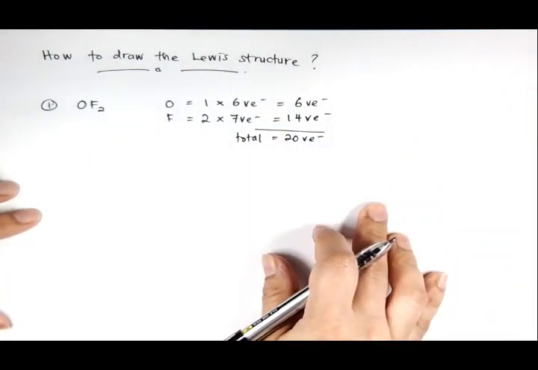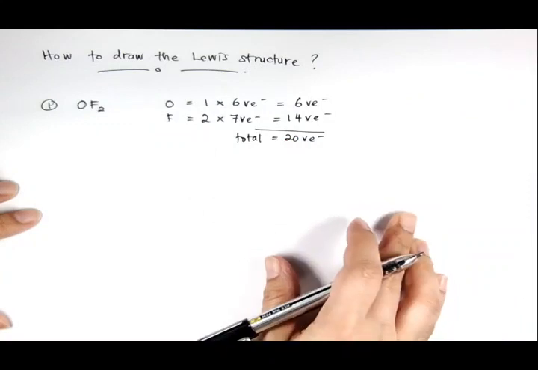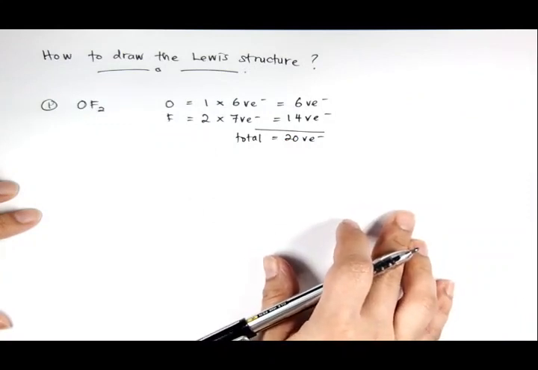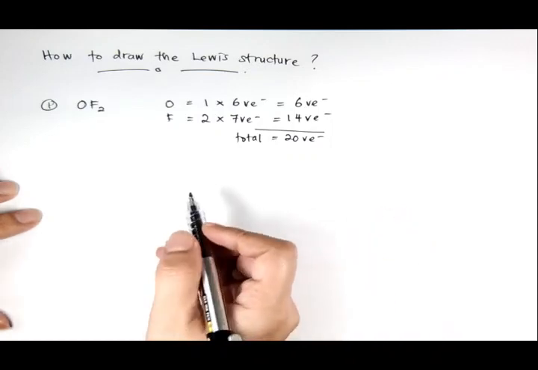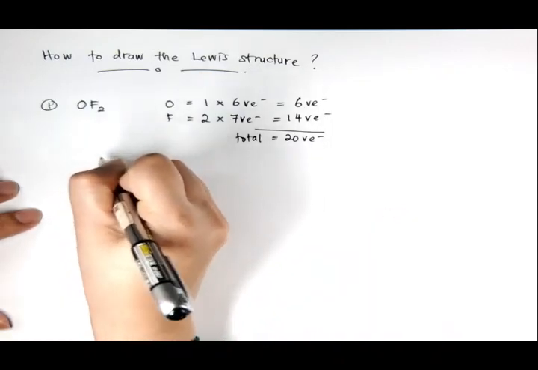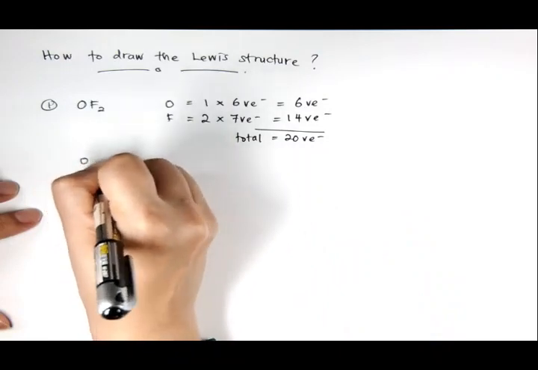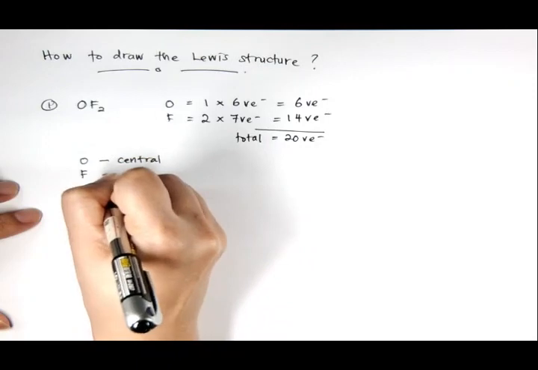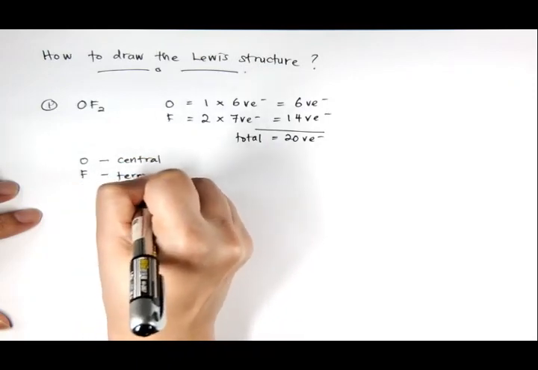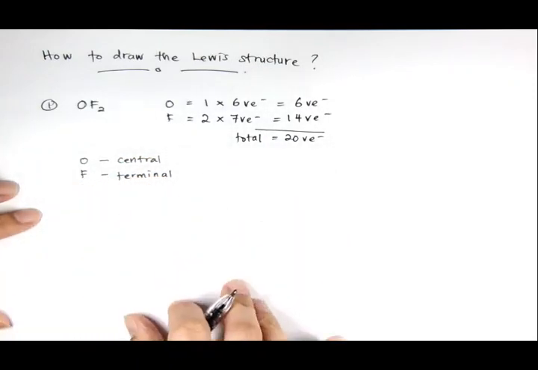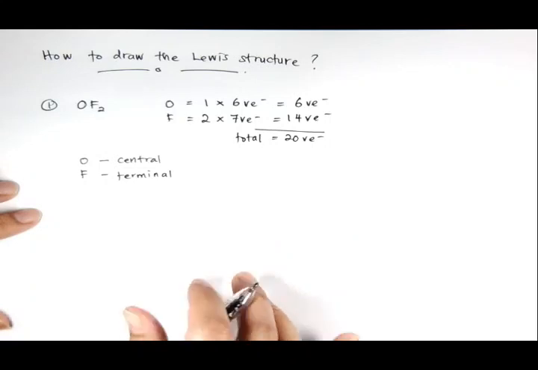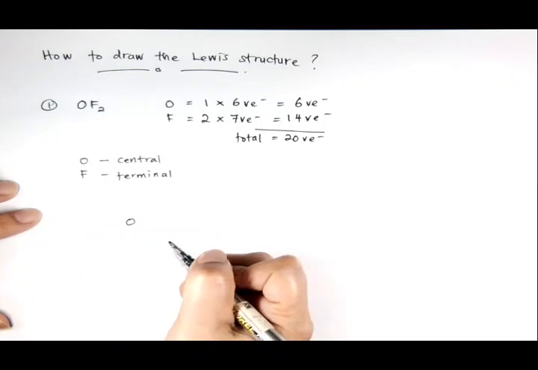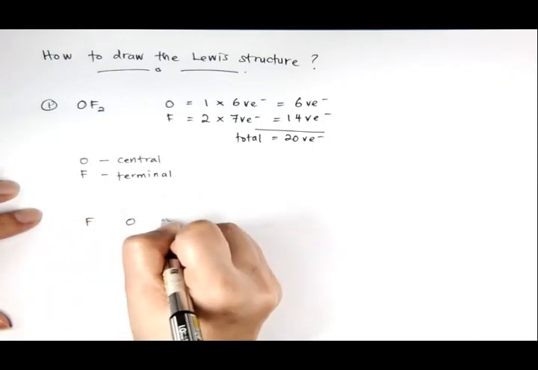So now, the second step is to draw the skeletal structure for the atoms in the molecule. Since the oxygen is less electronegative than the fluorine, oxygen will be the central atom and the fluorine will be the terminal atom. So, to draw the skeletal structure, we locate the atoms: O as the central, F as the terminal.